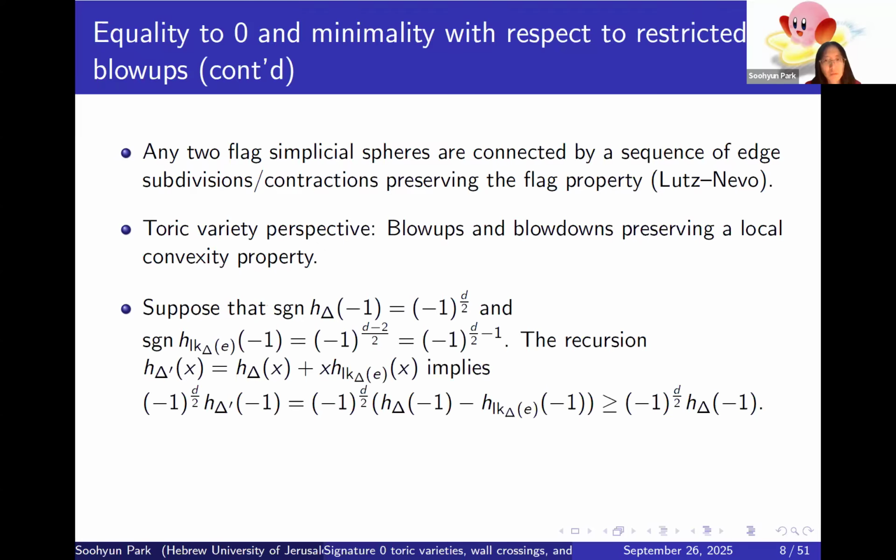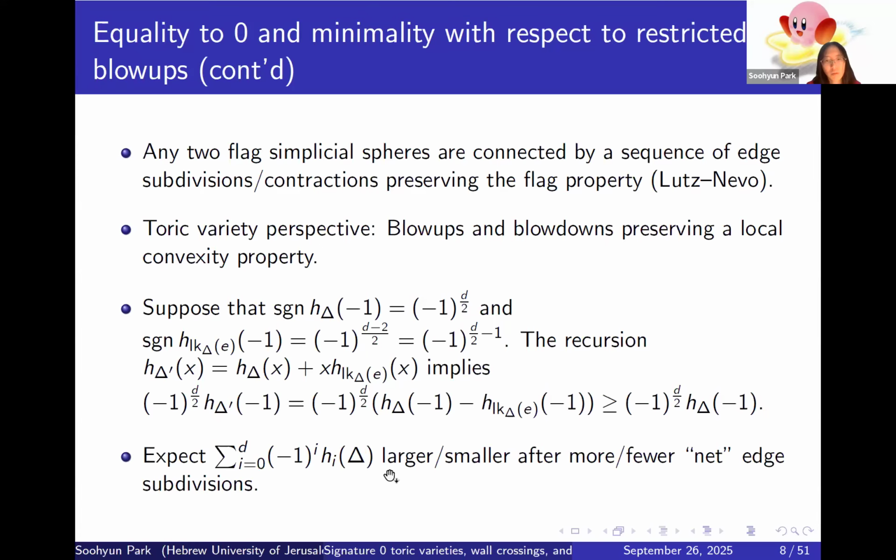Okay, so the reason why we think the equality to 0 case is minimal in some sense is that if you subdivide, the size of that signed alternating sum gets bigger, if everything has expected signs. What we're using here is that if delta is a flag sphere, the link over any edge is also a flag sphere, and if it has the expected signs, then the edge subdivision, which we denote by delta prime, has the same sign as the original, but is at least as large. So this is exactly what we said.